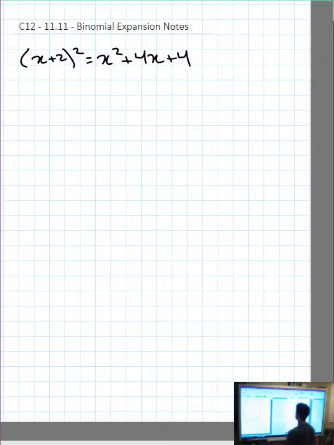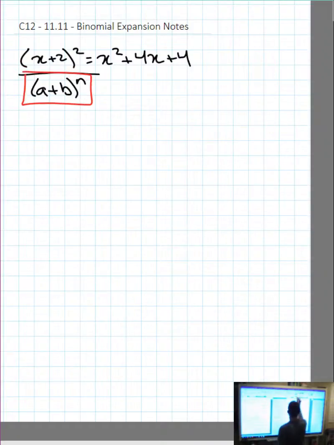Sometimes we just don't do that. But now we're going to see an example, (a + b)^n, and I'm going to put a red box around that one. That is a general form that we're going to be working with. And when using that formula, we know that we have n + 1 terms.